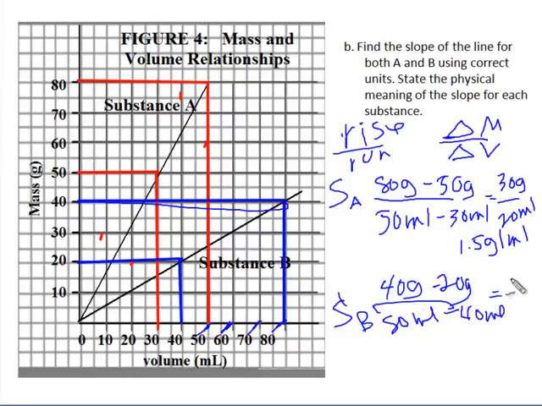So when we work those, we end up with 20 grams over 40 milliliters, which gives us 0.50 grams per milliliter. See how the units work? It's grams over milliliters, which I can write as grams per milliliter. So the slope of A is 1.5 grams per milliliter. The slope of B is 0.5 grams per milliliter.